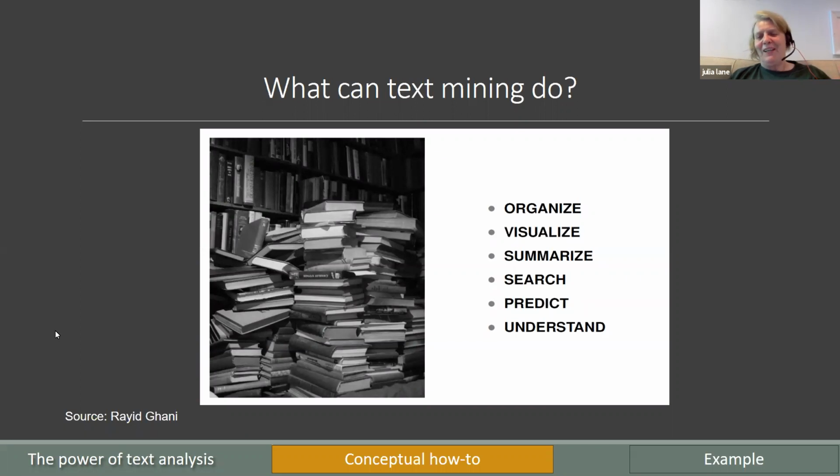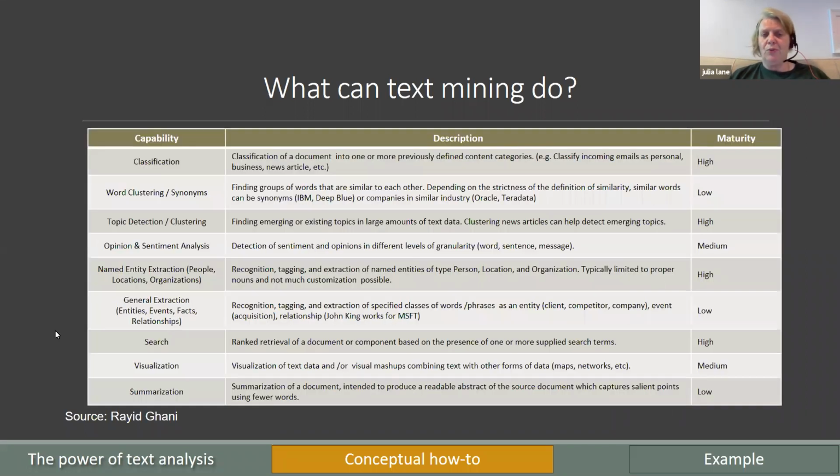And very specifically, you can use it to organize information. You don't have to read all those books and read millions of scientific articles. You could apply natural language processing and look at it. You can visualize, you can summarize information, you can search for books or search for text, you can predict trends, or you can understand what people are saying. So those are very, very different activities. Obviously, they're going to require different tools. And so, you could think of all of these different tools as being used, and each one of them is a different approach to thinking about text analysis.